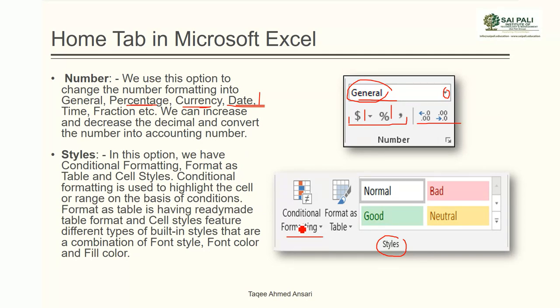Then you have the option to create tables. If you have data and you want to convert it into a table, you can use the Format as Table command. It has predefined table designs which you can choose from. Also, instead of changing cells one by one, you can use the Cell Styles drop-down menu, where you can choose predefined styles for your cells.